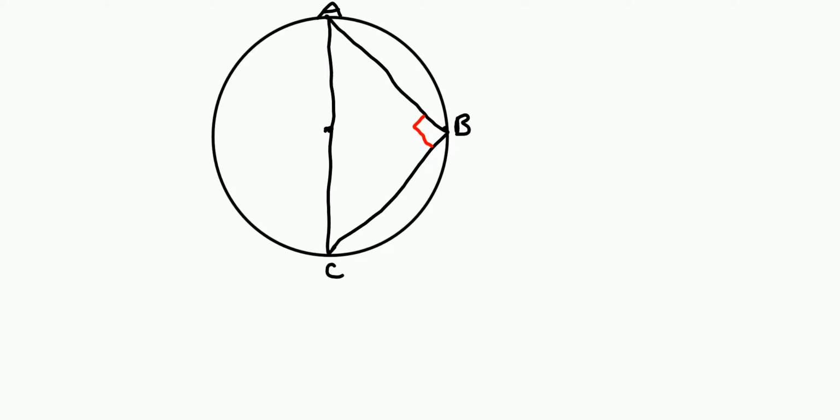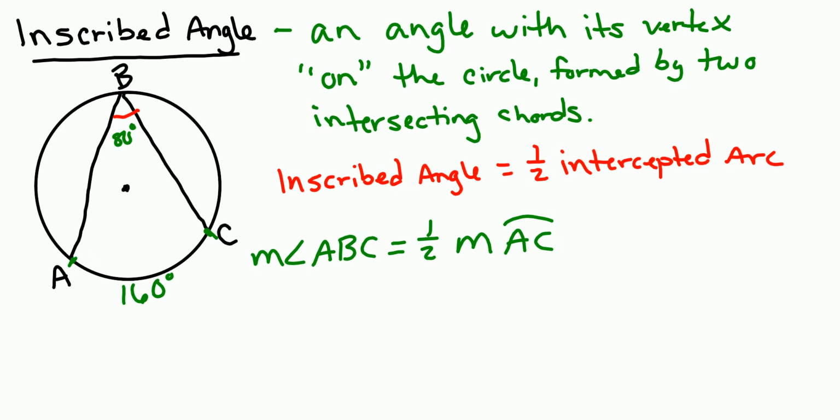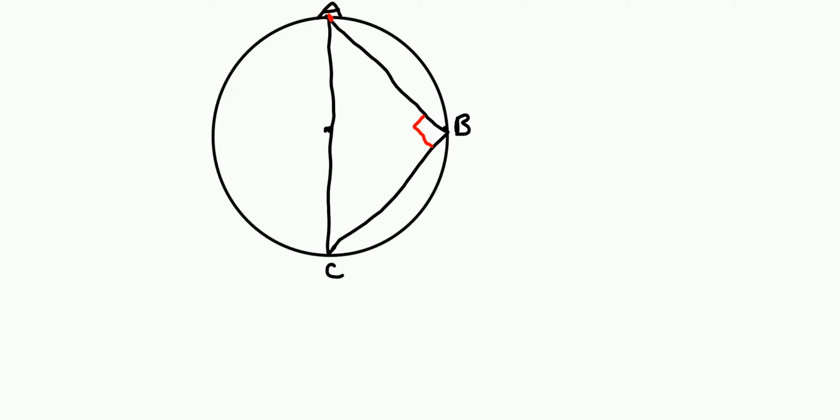Okay, and I can prove this by using what we just learned previously, that an inscribed angle is half the intercepted arc. Well, the arc here is from this point all the way to this point, which we know if we cut a circle in half, it's 180 degrees. So this arc is 180 degrees. And half of 180 degrees is 90 degrees.